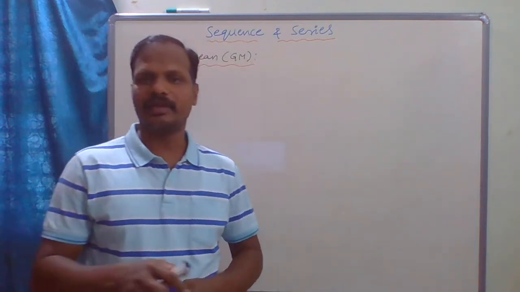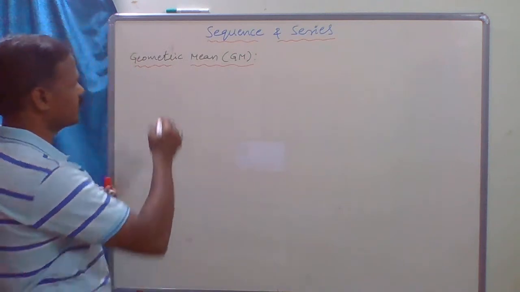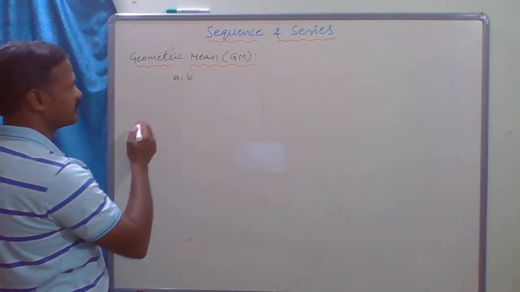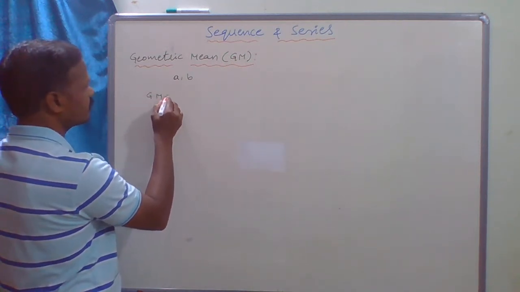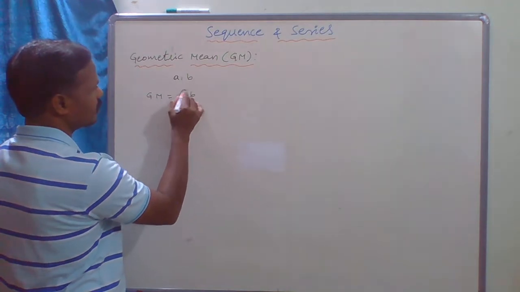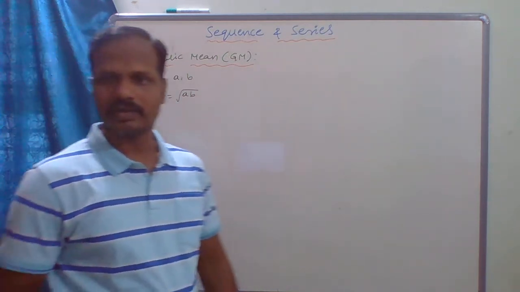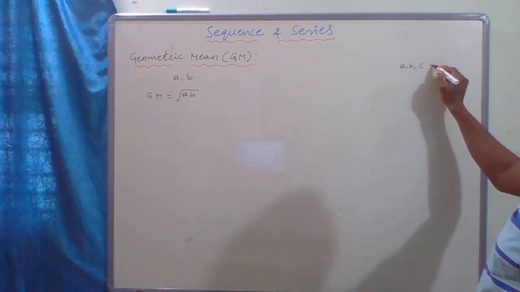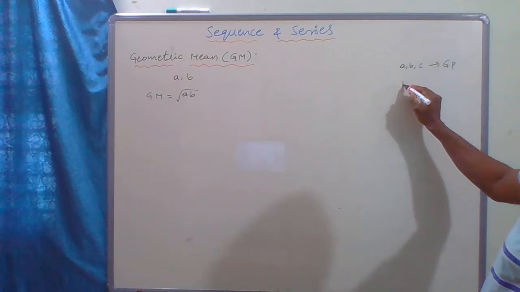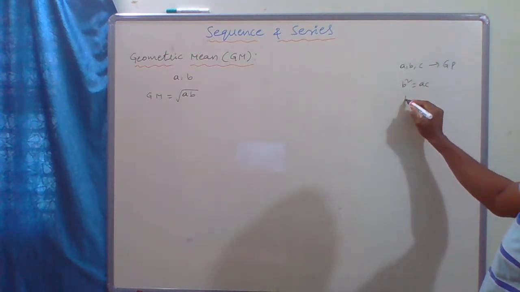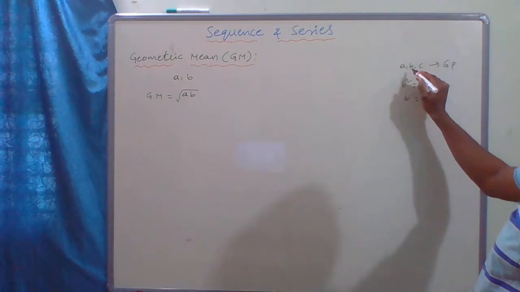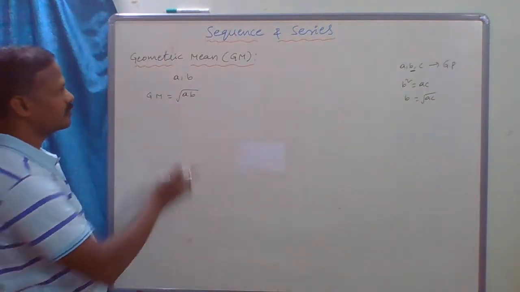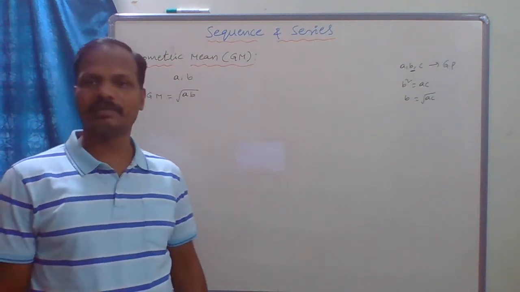So if A and B are two numbers, then their geometric mean GM is square root of AB, because if A, B, C are in GP, then we know that B square equals AC, so B equals root AC. So this B is the geometric mean of A and C. Okay, fine. So if A and B are two numbers, then their geometric mean is root AB.